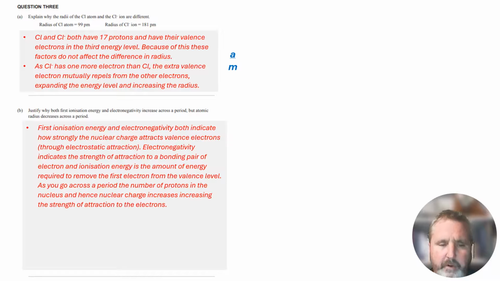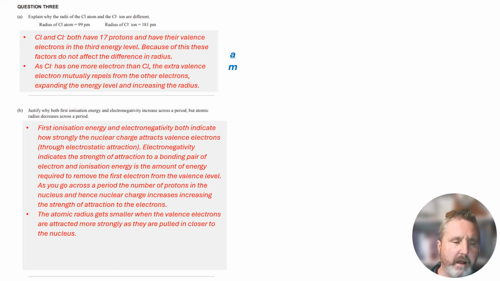As you go across the period, the number of protons in the nucleus, and hence the nuclear charge, increases, increasing the strength of the attraction to the electrons. So I've said the trend here is we get more nuclear charge, we attract the electrons more strongly, so therefore there's a stronger attraction to the bonding electrons, right? We talked about that in the earlier sentences, and it's harder to remove an electron, and that's ionization energy. But what's the difference with a radius here? Well, atomic radius gets smaller because the valence electrons are attracted more strongly, so they are pulled in closer. So I'll explain that point.